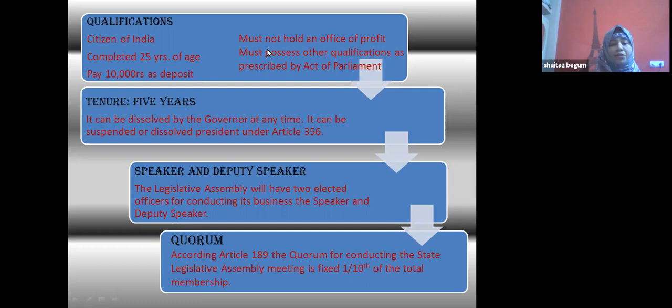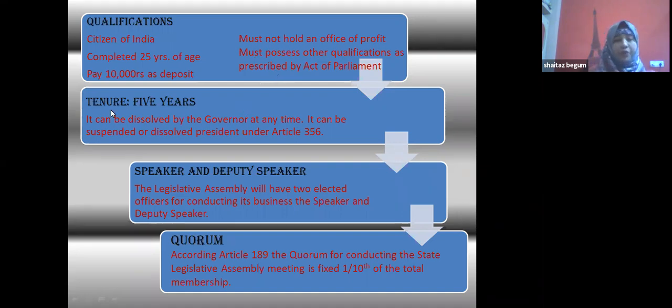The candidate should not hold an office of profit, because it puts them in a position wherein they gain some financial benefits. The candidate must possess other qualifications as prescribed by the Act of Parliament. There are different qualifications which are prescribed by Parliament. So the candidate should also match those qualifications in order to contest the elections for MLA.